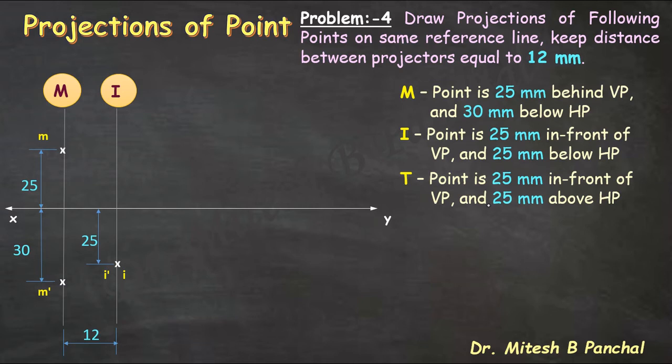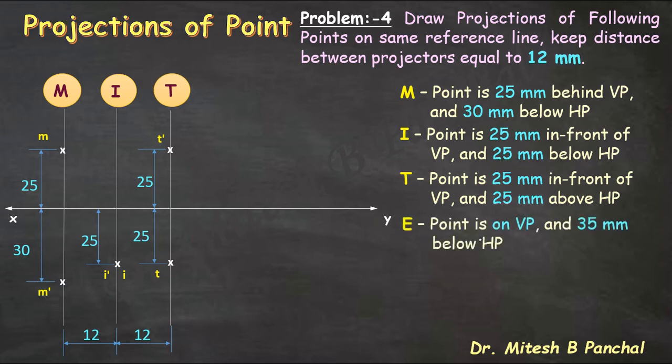So here also position of point T is at equal distance from HP and VP. So front view of point T, that is T dash, will be 25 mm above XY line, and top view of point T, that is small t, is 25 mm below XY line, as point T is in first quadrant. So the projections of point T are like this: T dash is 25 mm above XY line, and T, that is top view, is 25 mm below XY line.